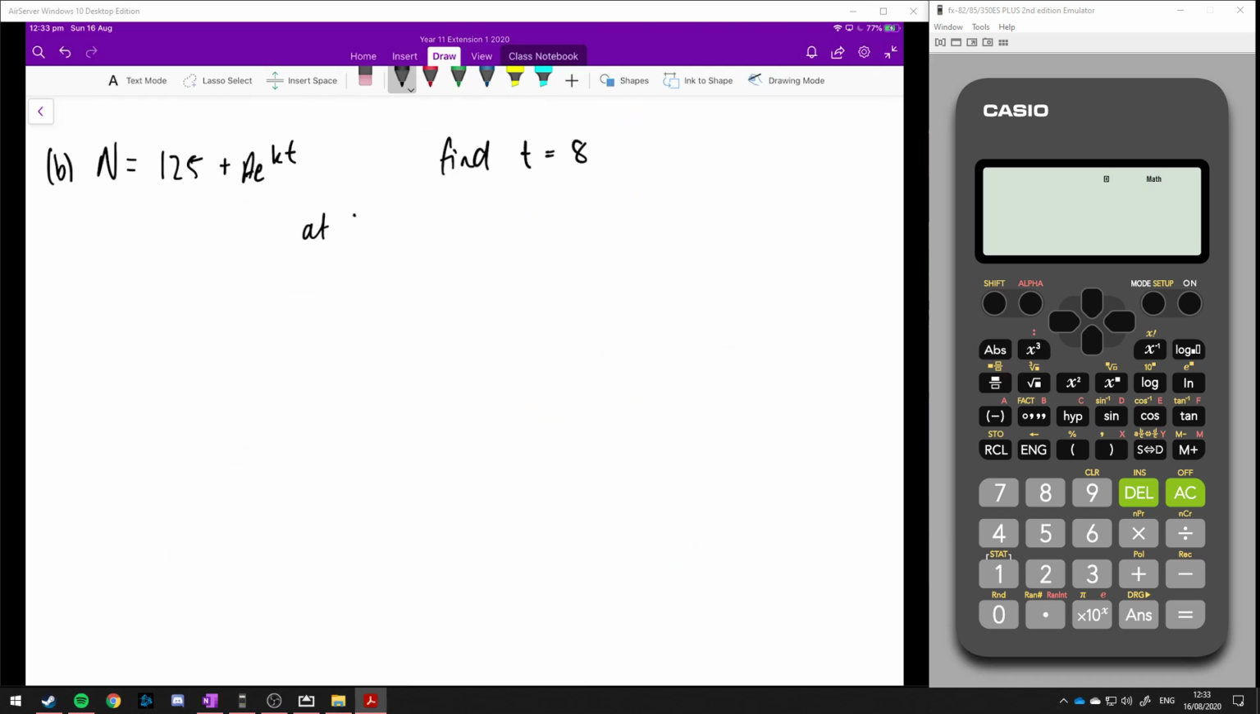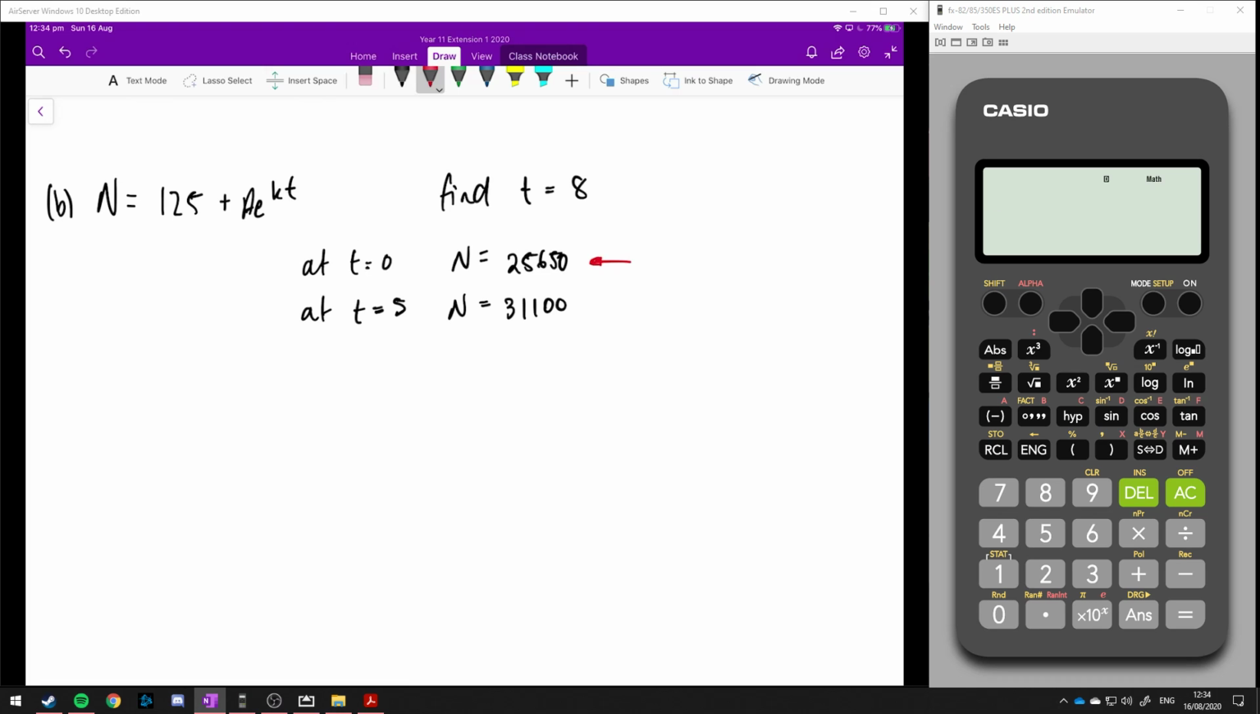Now, we also know that initially, when t is equal to 0, N is equal to 25,650, and at t equals 5, N is equal to 31,100. What these values will do is help us find our value for A, and these values here are going to help us find the value of k, so that we can then use that formula to find the population.